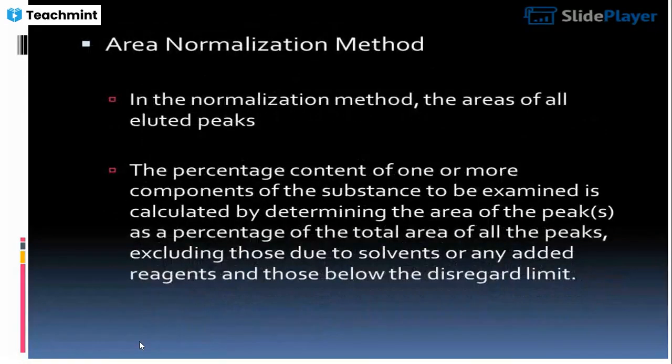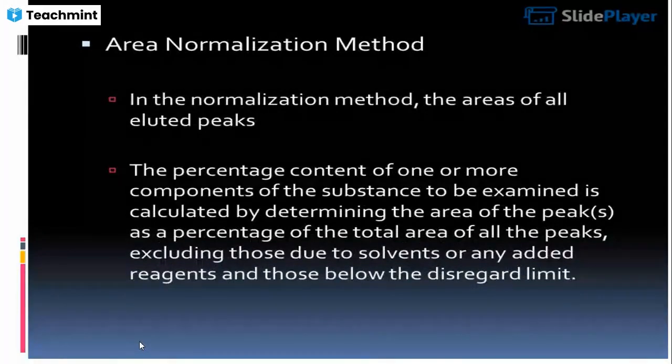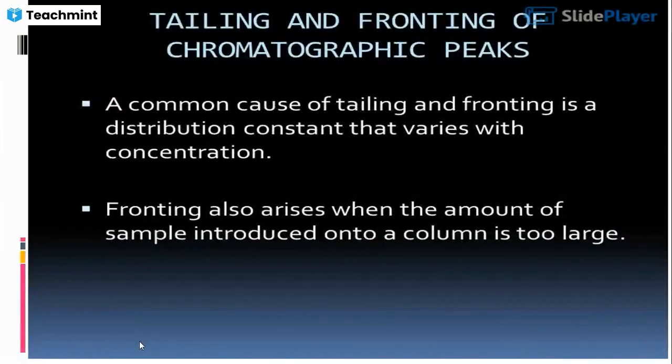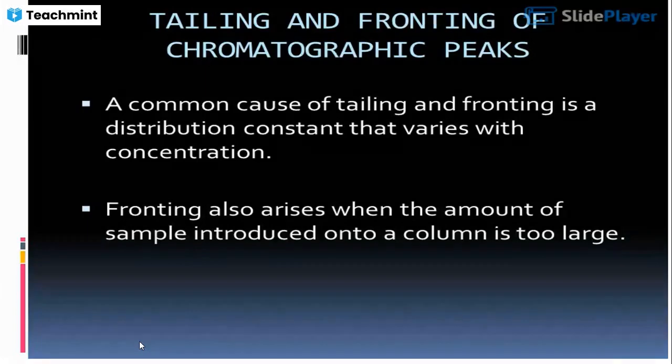Area normalization method. In the normalization method, the areas of all eluted peaks are measured, and the percentage content of one or more components of the substance to be examined is calculated by determining the area of the peaks as a percentage of the total area of all the peaks, excluding those due to solvents or any added reagents and those below the disregard limit. Tailing and fronting of chromatographic peaks. A common cause of tailing and fronting is a distribution constant that varies with concentration. Fronting also arises when the amount of sample introduced onto a column is too large.